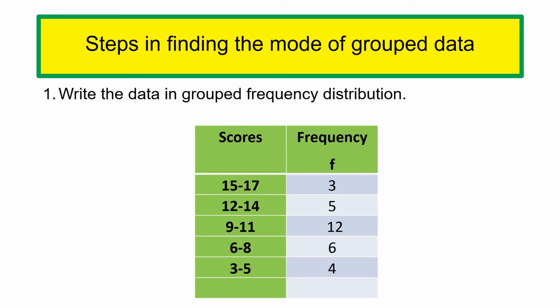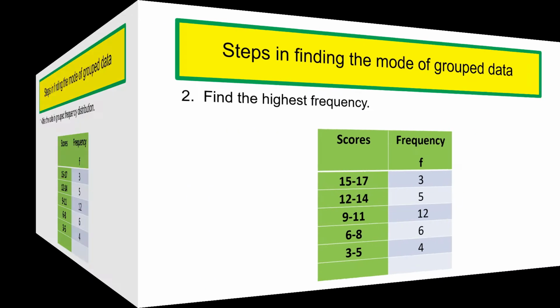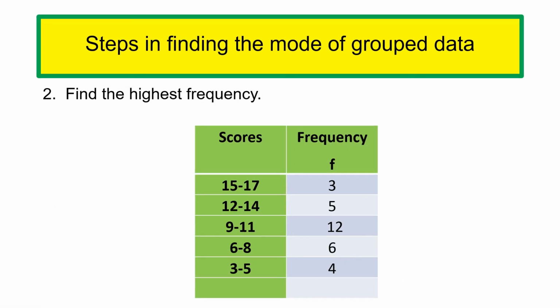Steps in finding the mode of group data. Step number 1. Write the data in group frequency distribution. The data is already in group frequency distribution. We are in step 2. Find the highest frequency. The highest frequency is 12.